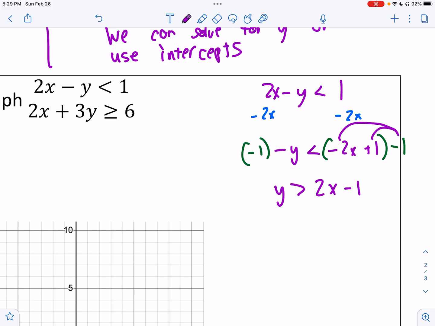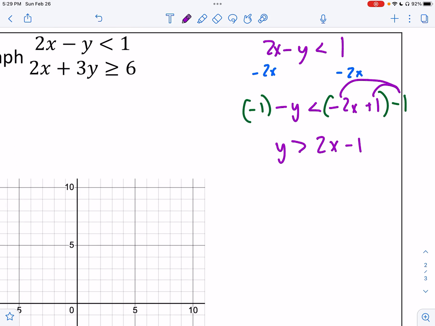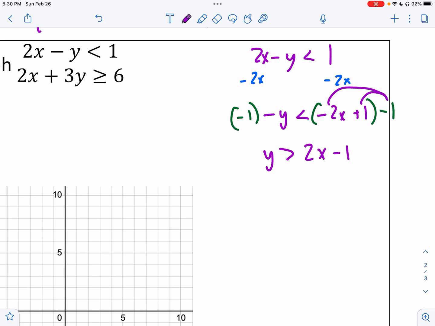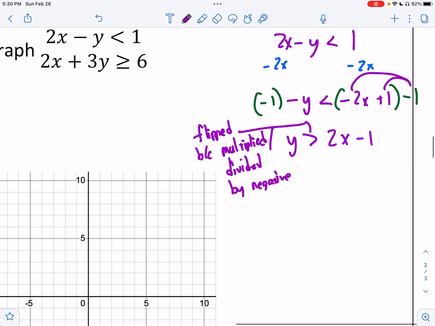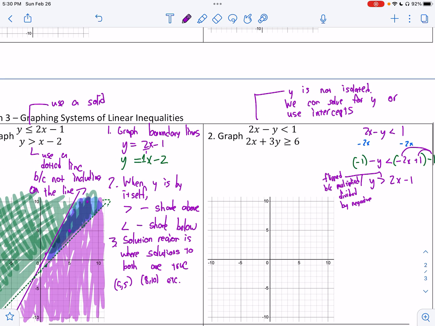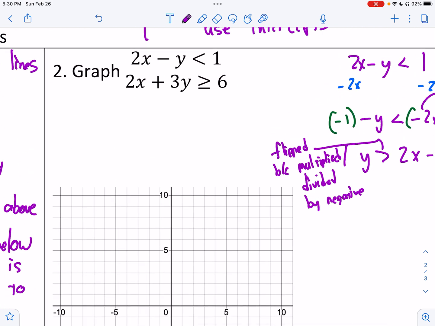This is one of the reasons I personally prefer using intercepts when I graph inequalities, because I don't have to think about switching the inequality sign. But you do whatever you want to do, right? So just remember that we flipped the inequality because we multiplied by a negative, or divided. Okay, so y is greater than 2x minus 1. I didn't mean for that to be the same as the previous one, but whatever. And it's a dotted line because it's not equal to.